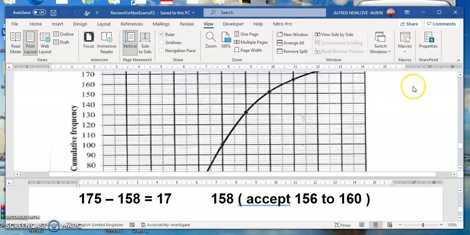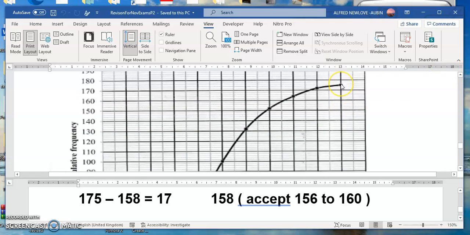Then the last value, remember we calculated it to be 175, this one, because that is where it's supposed to end, from the minimum to the maximum. This is the maximum value. So here it's approximately 175. So the number of learners, remember this indicates the number of learners because it's the cumulative frequency, and the x value is the max, which is in percentage. So it's going to be 175 minus 158, which is 70.